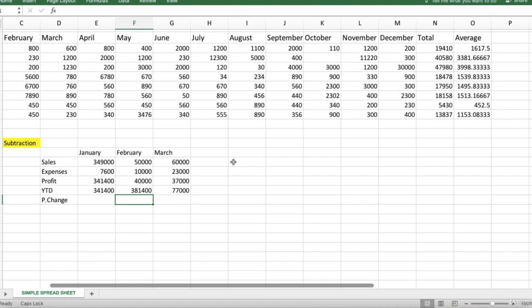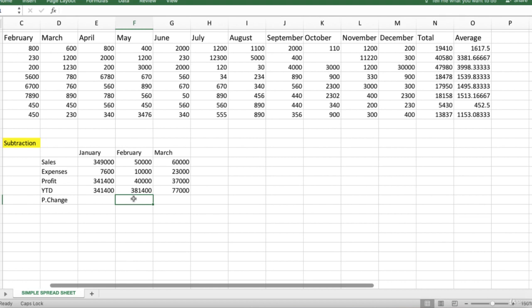In this lecture, we will learn how to calculate the percentage change. Here, from January to February to March, we have seen the year-to-date change, profit and profit from different months. If we want to know the percentage change of the profit, how much the percentage changes, then we have to calculate from different figures.